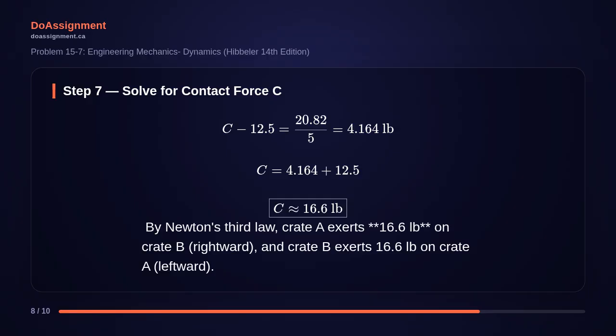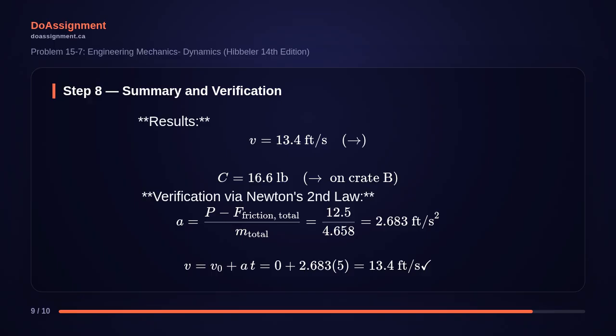By Newton's third law, crate A exerts 16.6 pounds on crate B to the right, and crate B pushes back on A with 16.6 pounds to the left. To summarize, the common speed of both crates at 5 seconds is 13.4 feet per second to the right, and the force crate A exerts on crate B is 16.6 pounds.